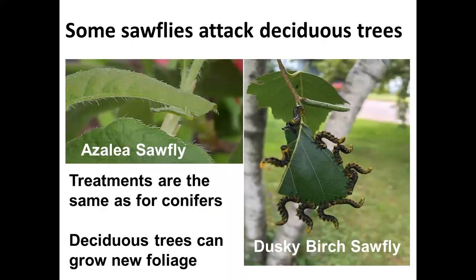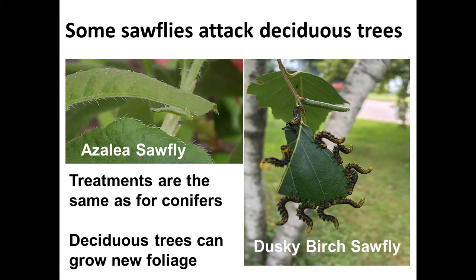But there are sawflies on deciduous trees too, like on azaleas. There are a few that show up, and the dusky birch sawfly, that's kind of cool, feeds around the perimeter of the leaf, and they're kind of curling up into that F-shaped pattern. So also similarly, relatively easy to control. And on a deciduous tree, they're not going to kill the tree.